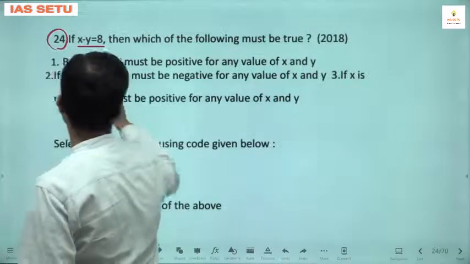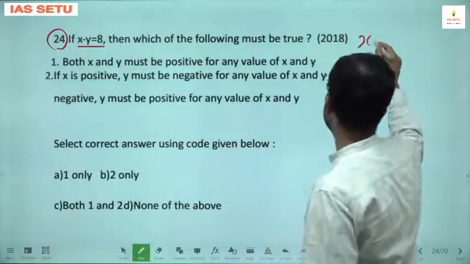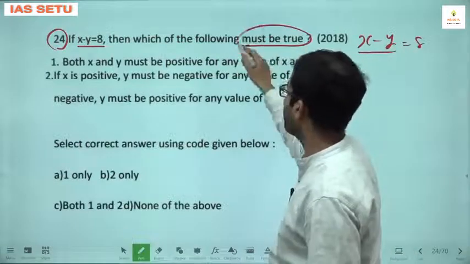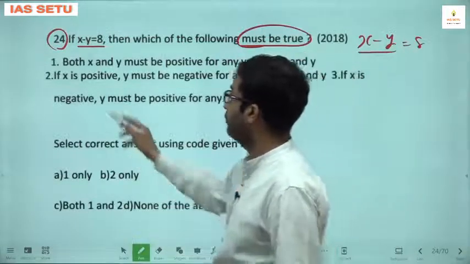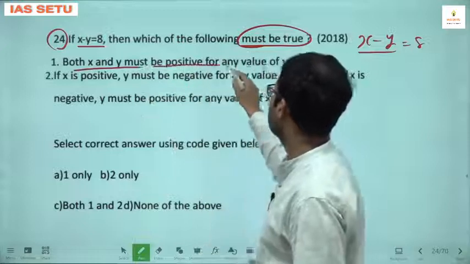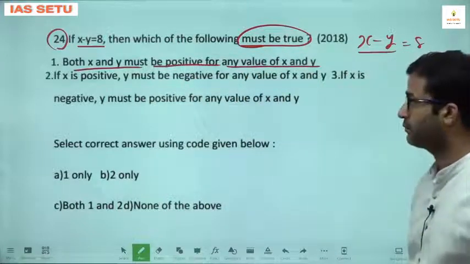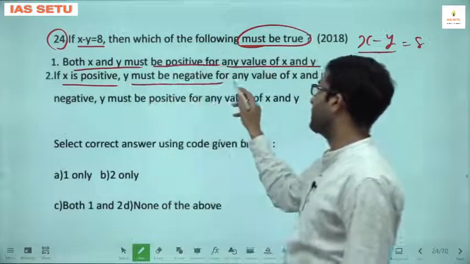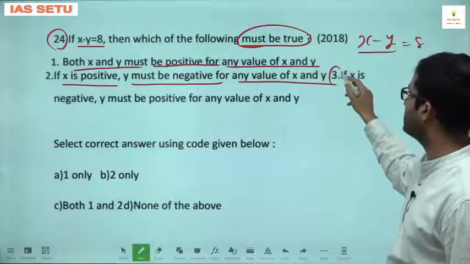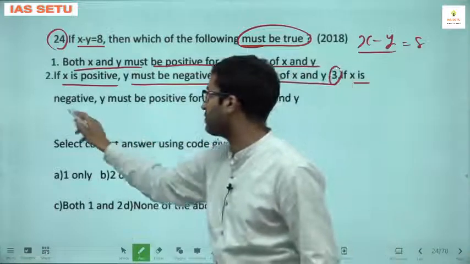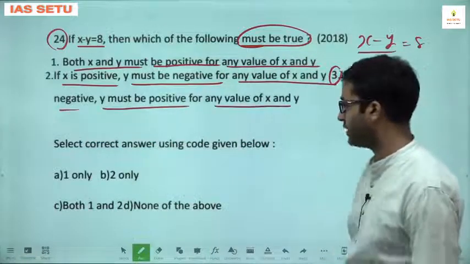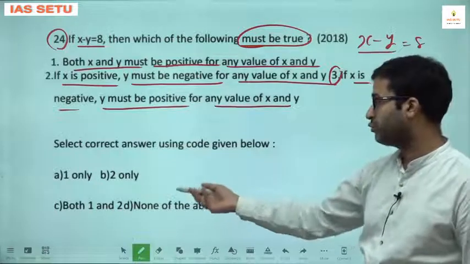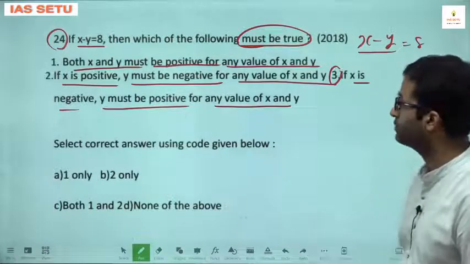If x minus y is equal to 8, which of the following must be true? Both x and y must be positive for any value of x and y. If x is positive, y must be negative for any value of x and y. Third statement, if x is negative, y must be positive for any value of x and y. Select the correct answer using the code given below. 1 only, 2 only, both 1 and 2, none of the above.